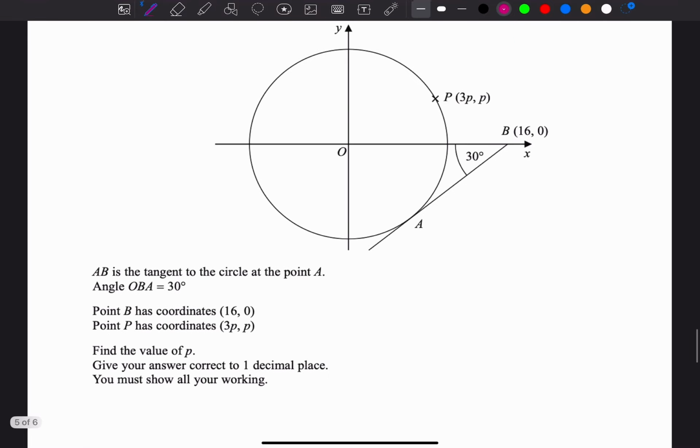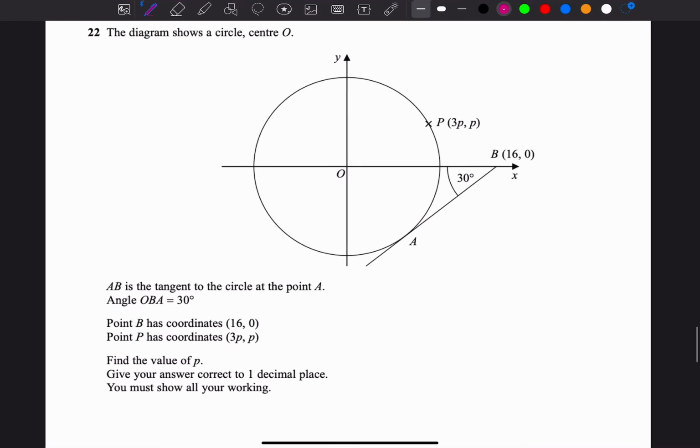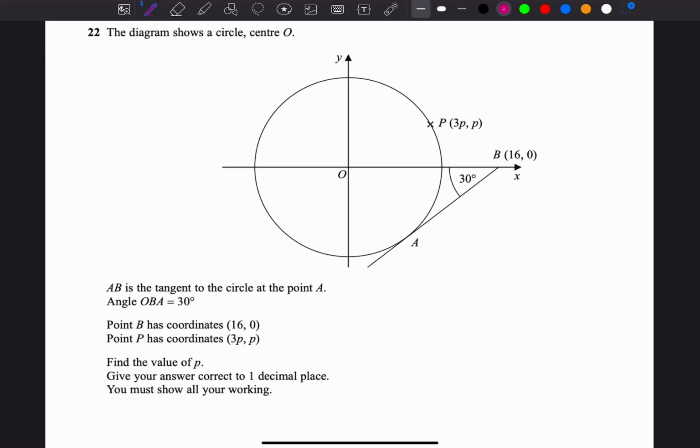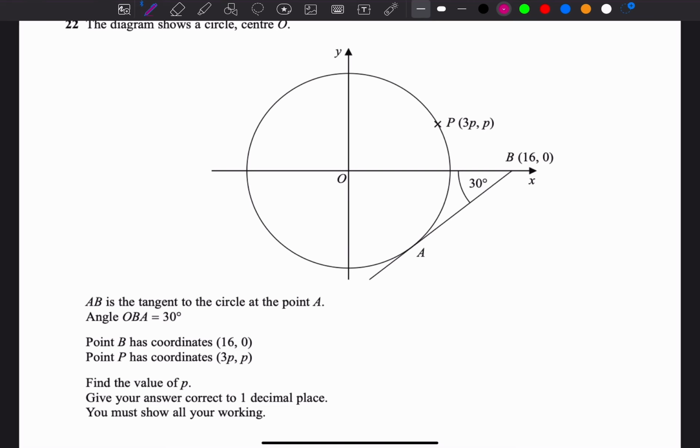Moving on. The tangent to the circle at the point A, find the value of P. The tangent angle is 30. The point B has a coordinate of 16 comma 0. So it's where it crosses the x-axis, I think. Find the value of that. What is P? P is the coordinate on that one.